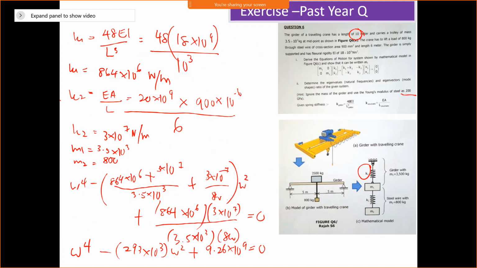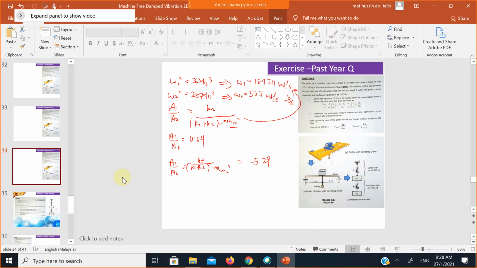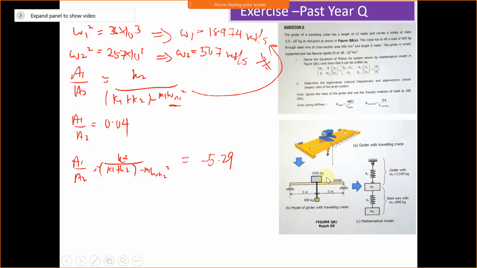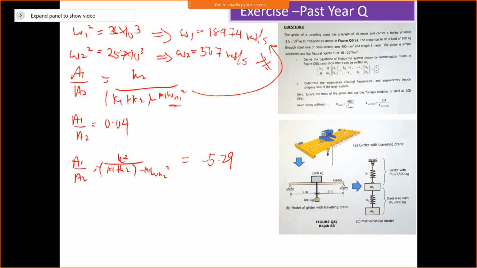Okay, so contoh satu lagi, kalau soalan dia cakap draw your mode shape diagram, so macam mana nak buat? How to draw mode shape diagram? Tak tahu. How to draw mode shape diagram? Since kita ada 0.04 and negative 5.29, so what does it mean here? Apa maksudnya kalau dua-dua positif? Apa maksudnya?